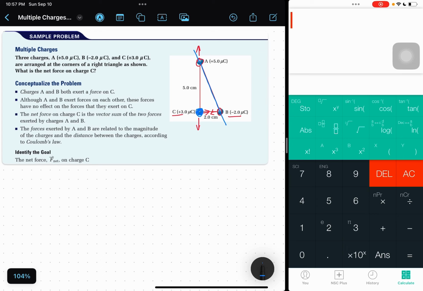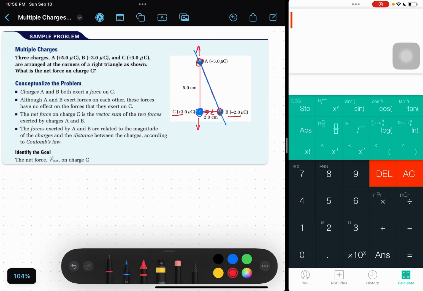The net force on charge C is a vector sum of the two forces exerted by charges A and B, like I said before. And the forces exerted by A and B are related to the magnitude of the charges and the distance between the charges according to Coulomb's law. So, identify the goal. Hinahanap natin yung net force, ibig sabihin summation of forces on C.